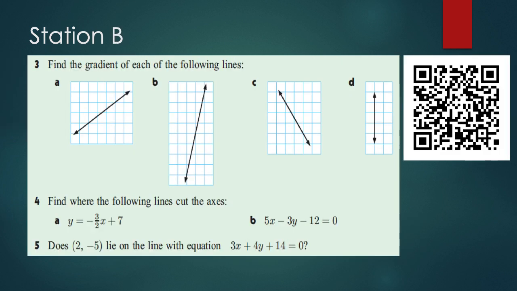For station B, it starts with asking to find the gradient of each of the following lines, or find the slope. And then you've got some other problems with 4 and 5. In 4, you're finding where it cuts the axes. And for number 5, it's just asking, does that point lie on this equation? So let's look at how we would approach each one of these.